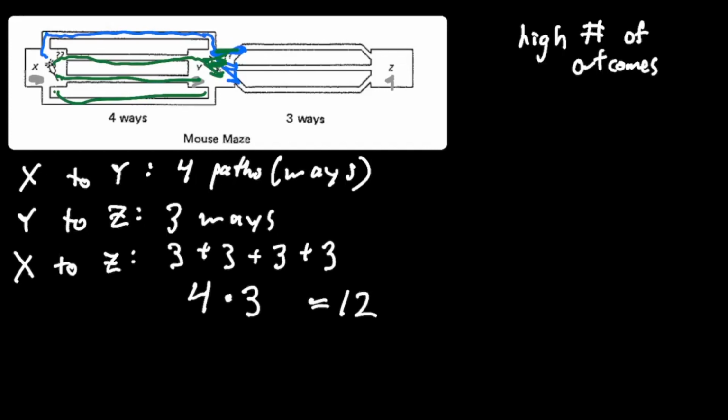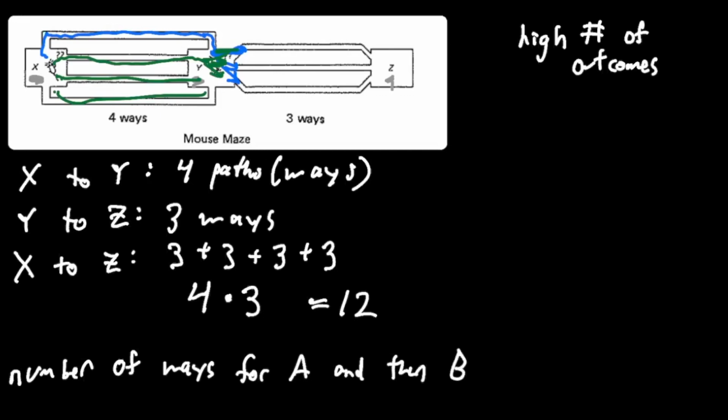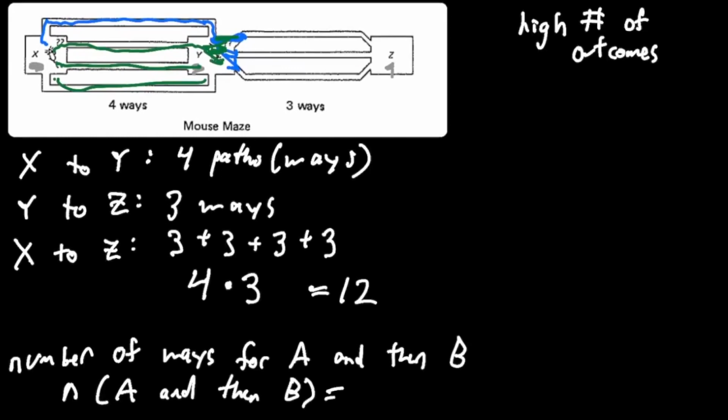In this situation, we can say that the number of ways for A and then B to happen, in other words, the number of ways n of A and then B, is equal to the number of ways for A times the number of ways for B. So 4 times 3.